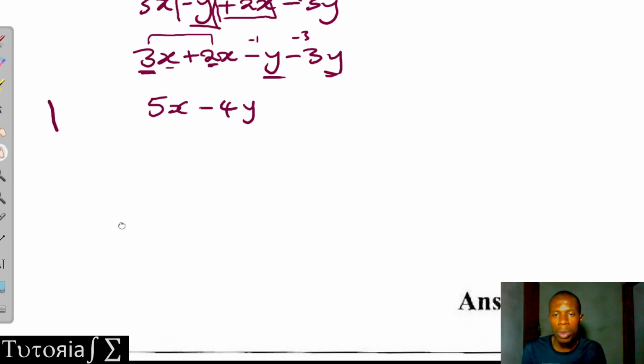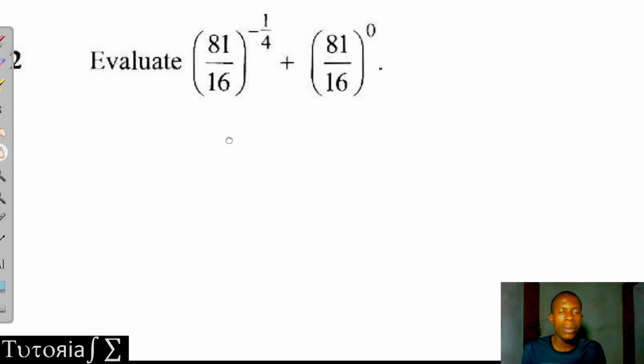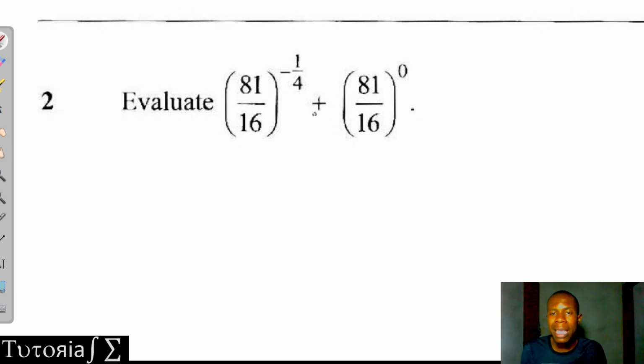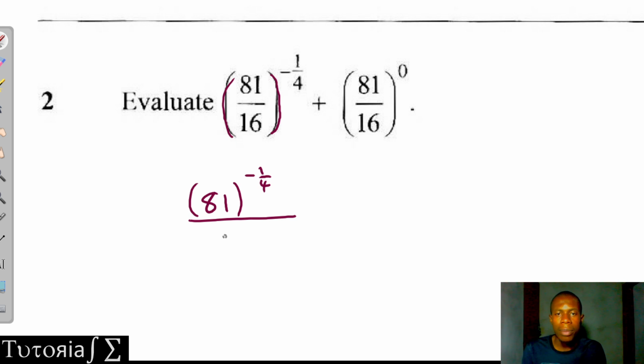Okay, question 2. Question 2 here asks us to evaluate this. So basically, evaluating this, we know that if everything is raised to some power, meaning that that power applies to everything inside individually. And remember here, you're not supposed to use a calculator. So you have 81 to the power negative 1 over 4. Same applies here. It will also apply to the denominator here, which is 16 to the power negative 1 over 4.